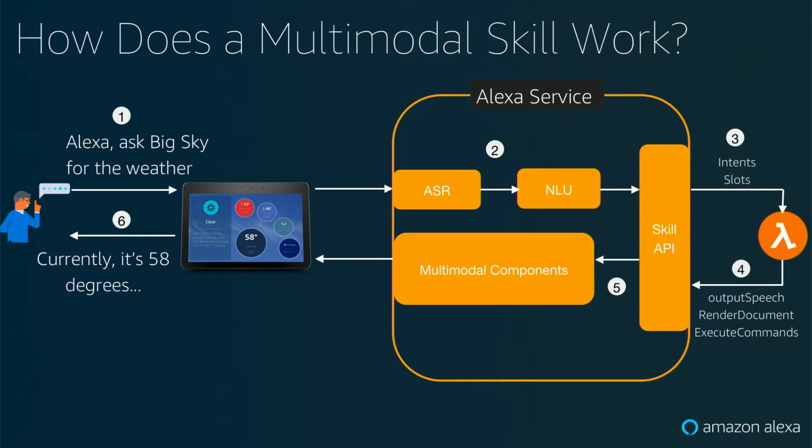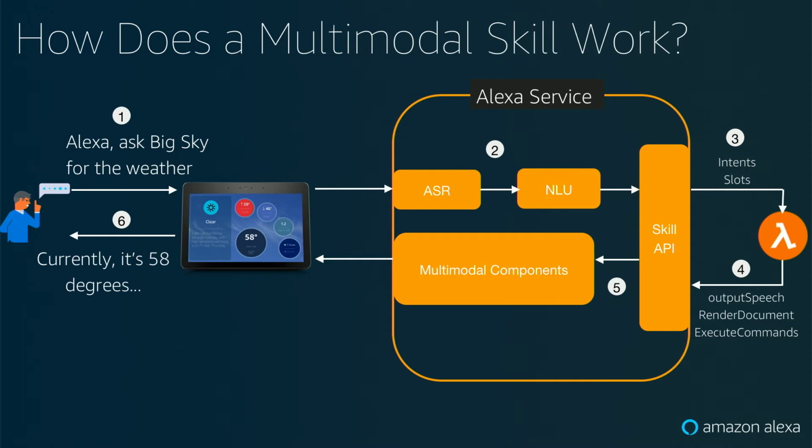All that goes to the skill Lambda, that is the thing in the orange circle over there. And the Lambda is just a piece of code. I like Node.js, Stephen likes Ruby. You can use whatever language you want. And that Lambda can then respond with speech, that's number 4 over there, as well as an APL document using the render document directive, or APL commands, which we'll learn more about later.